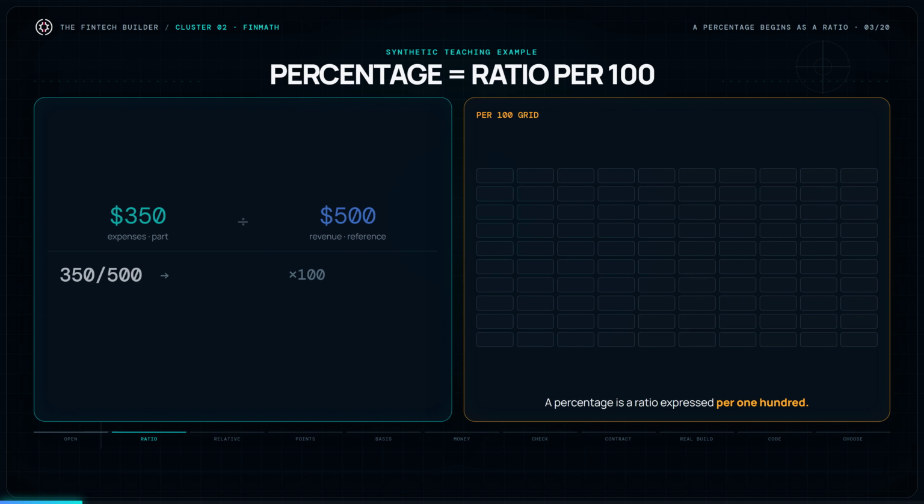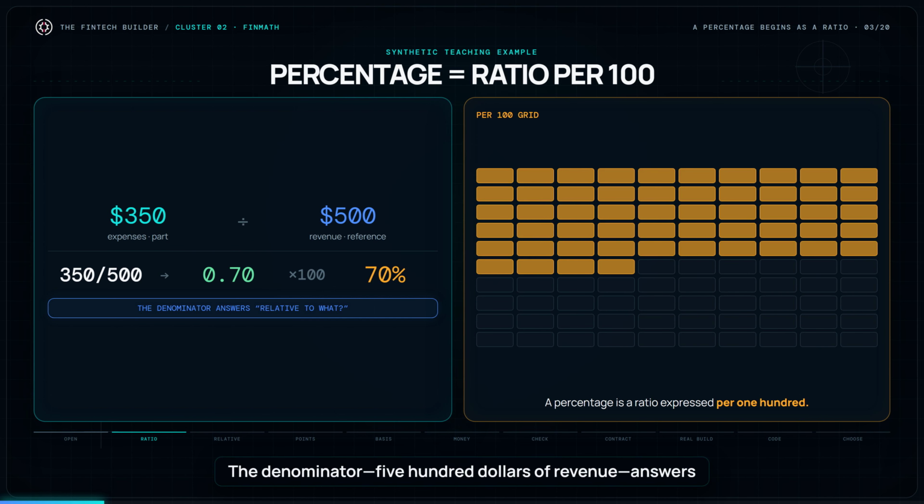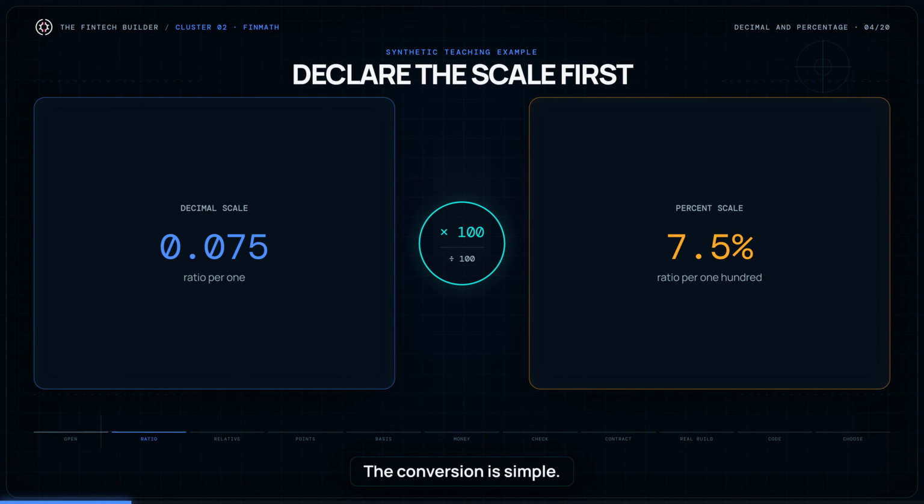Start with a ratio. Suppose a small business earns $500 and spends $350. Expenses divided by revenue equals 0.7. The denominator, $500 of revenue, answers the question relative to what? Multiply the ratio by 100 and 0.7 becomes 70%. A percentage is simply a ratio expressed per 100. The conversion is simple. Decimal to percent, multiply by 100. Percent to decimal, divide by 100. So 0.01 is 1%, 0.075 is 7.5%, and 0.25 is 25%.